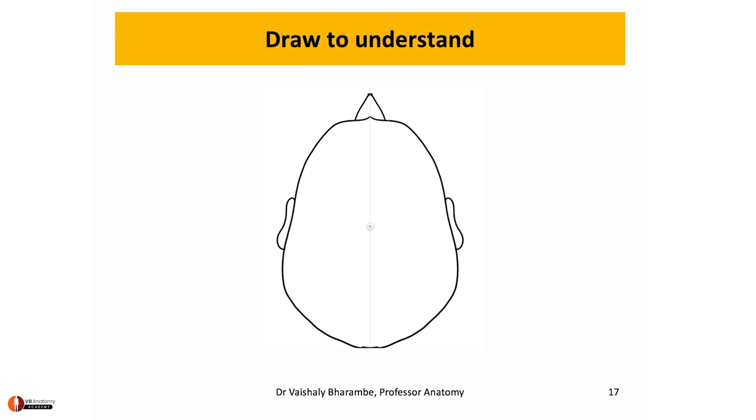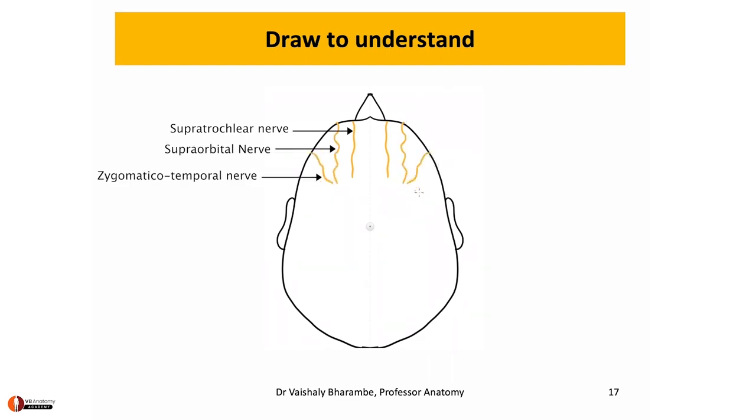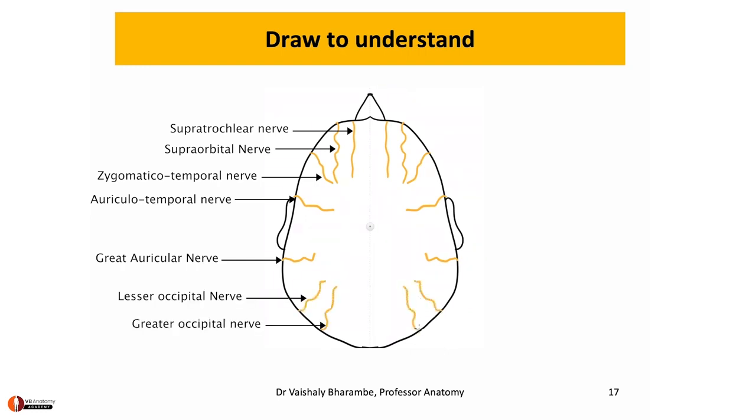Now let's draw the nerves. Coming from anterior backwards, supratrochlear, supraorbital. On the side, zygomaticotemporal, near the ear, auriculotemporal. Which nerve have I not drawn? I have not drawn the motor nerve. Again, behind the auricle, you have greater auricular, lesser occipital, greater occipital, third occipital.